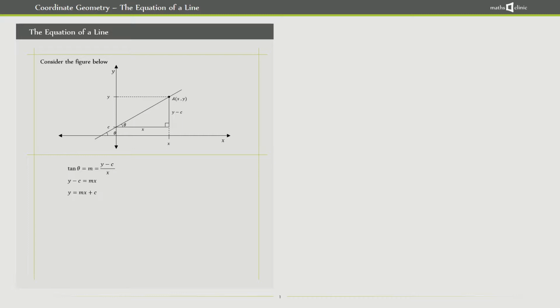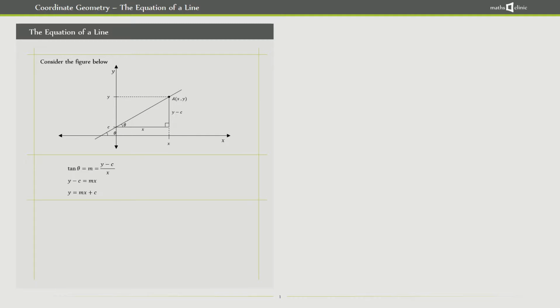You can use this formula to find every point on that line, because this formula applies to every point on that line. Once you're given the gradient of the line and the intercept, the point where the line cuts the vertical axis, you can find the y values for every corresponding x value on that line. And that's pretty much what the equation of a line is about. It's just an equation that gives you the relationship between the x values and the y values of every single point that occurs on that line.